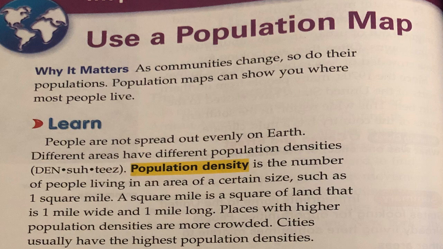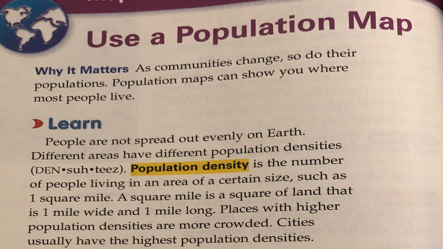Population density is the number of people living in an area of a certain size, such as 1 square mile. A square mile is a square of land that is 1 mile wide and 1 mile long. Places with higher population densities are more crowded. Cities usually have the highest population densities. So here on this page we learned about population density and what was meant by a square mile. You're going to look at that on the next page.